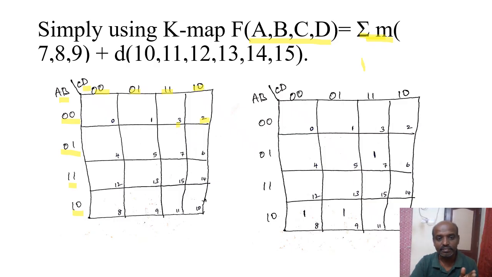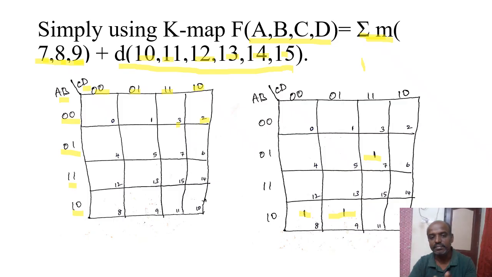For a min term, the values given inside the square brackets need to be marked as 1. So we have locations 7, 8 and 9, and in these locations we mark 1, 1 and 1. The next thing is that they are given as D, which means don't care, in the locations 10, 11, 12, 13, 14, 15. It may be either 0 or 1.